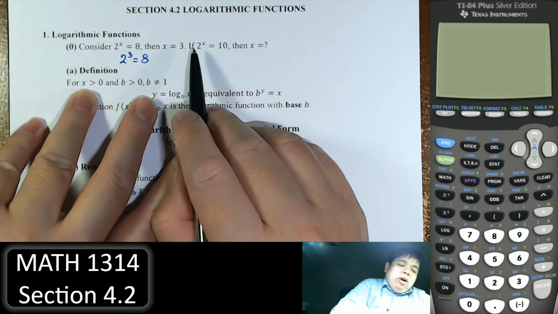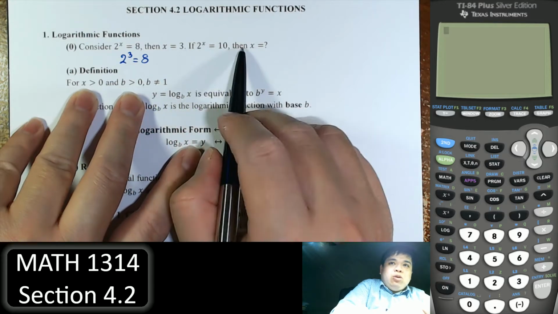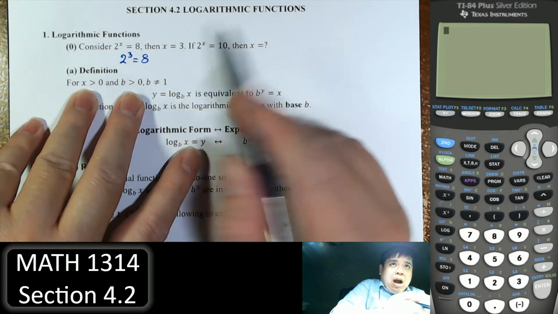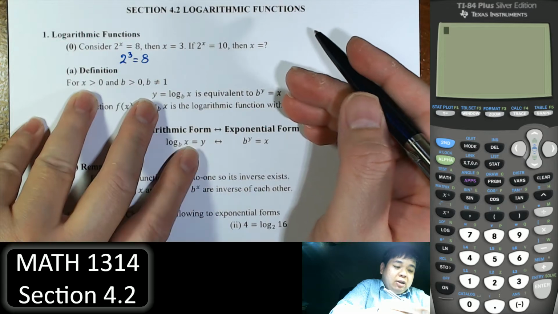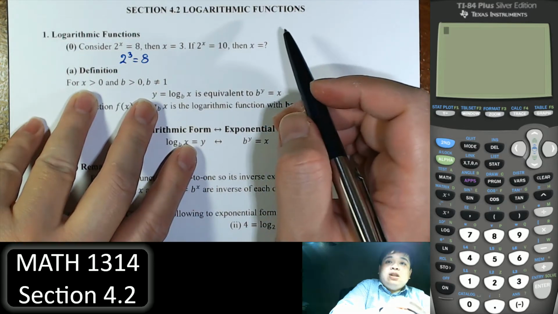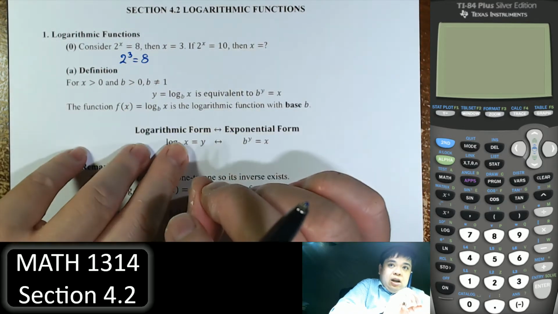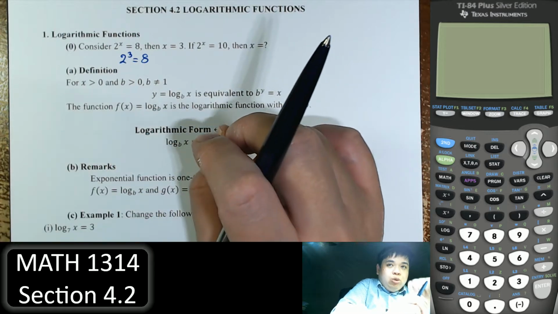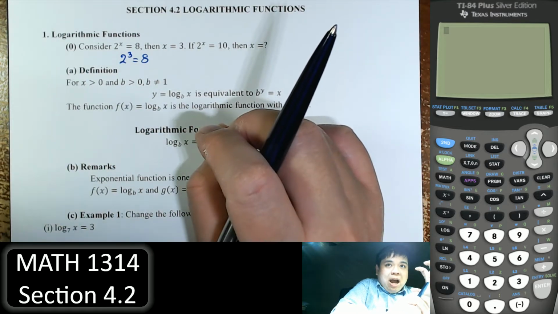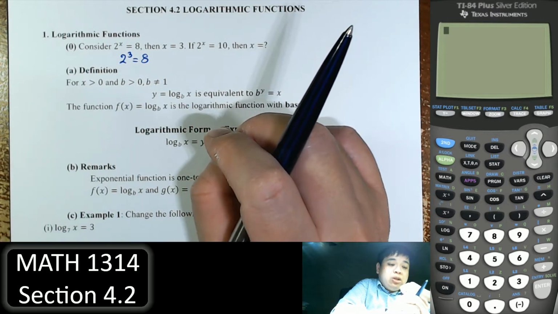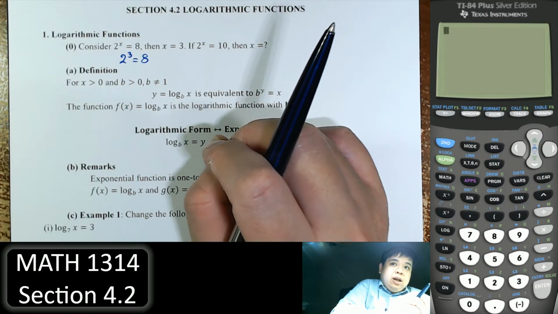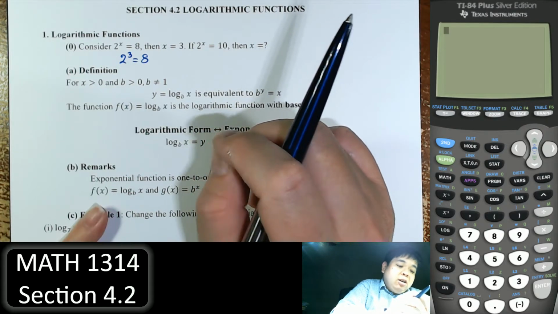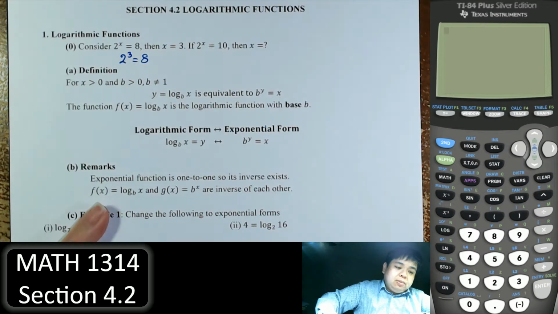And then we ask, what happens if we have 2 to the x power equal to 10? Then 2 to what power is equal to 10? Well, in that case, we don't know the answer yet. But at least we know the question. 2 to the what power? So what is the power when 2 raised to that power is equal to 10? And that's exactly how we define a logarithmic function.